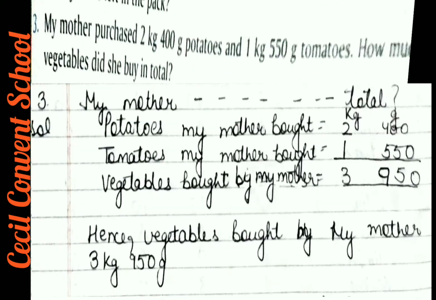Clear? Now we do question number 3. My mother purchased 2 kg. The word kg is there. Whenever the word kg or gram is there, you can start the statement like this: weight of potato. That is also correct. Clear? But I have written it this way, potatoes my mother bought, because we are talking about potatoes. So you can start a statement this way also. Potatoes my mother bought is equal to 2 kg 400 gram. Then 1 kg 550 gram tomato she bought. So you write tomato my mother bought is 1 kg, and 550 gram.